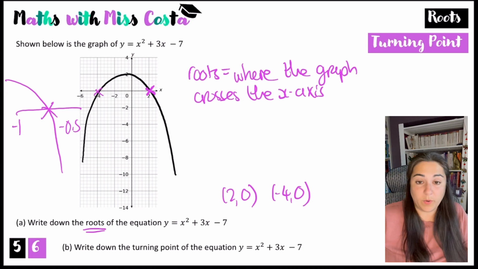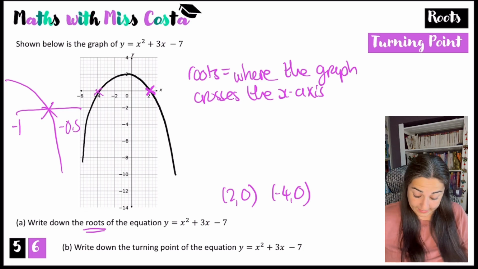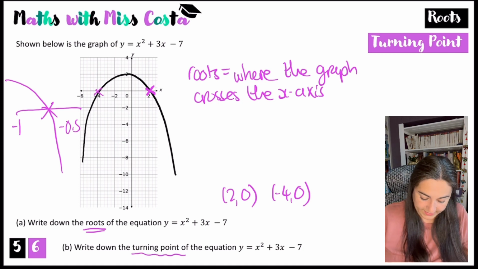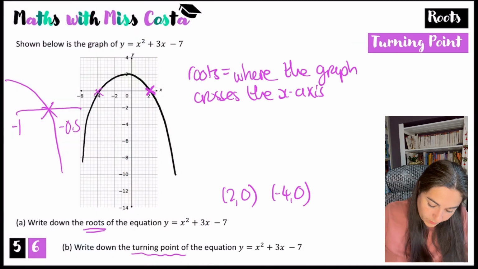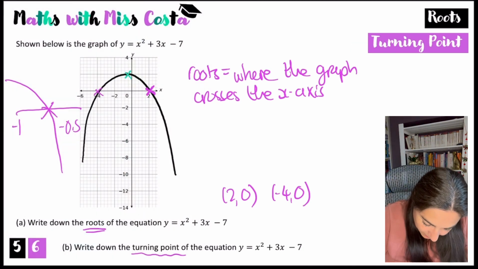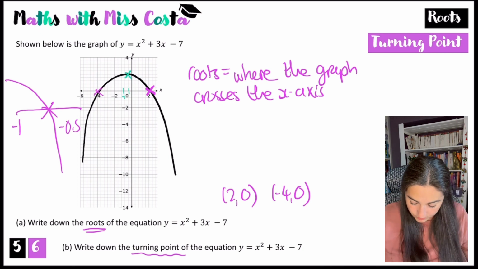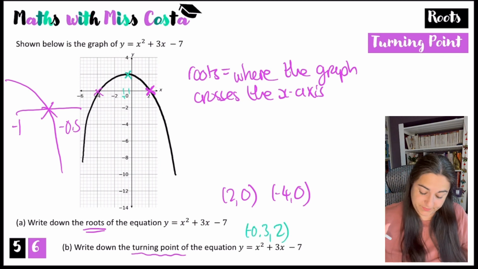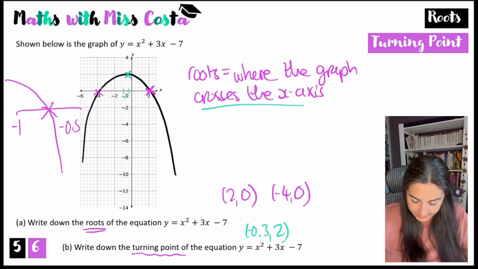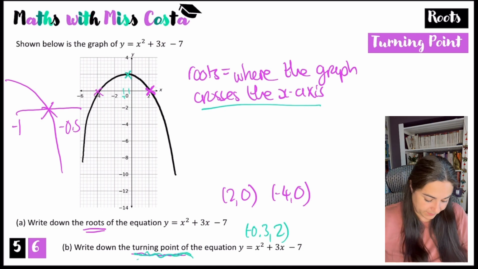So roots are literally just where the graph crosses the x-axis, and then the turning point is exactly what it says it is. So the turning point is the coordinate where the graph turns. So here, if that's -2, that would be roughly -1. This isn't drawn very well. Let's just estimate it to be 0.3 and 2. So the coordinates would be -0.3 and 2. This isn't perfect, but you get the point. Roots are where the graph crosses the x-axis. Turning point is the coordinate where it actually physically turns.